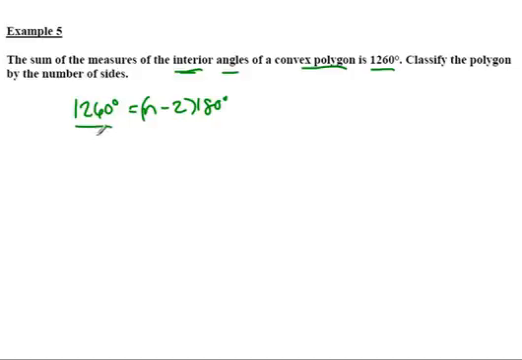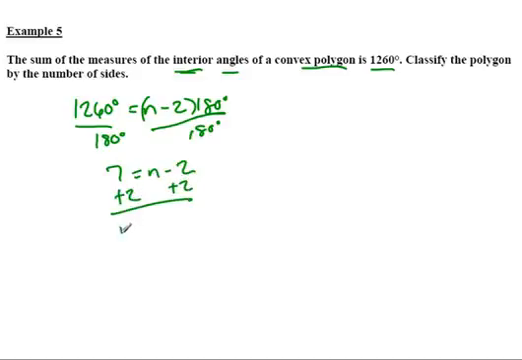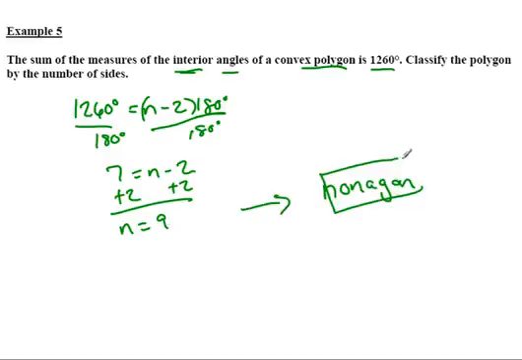We'll divide both sides by 180 degrees, the whole thing. This will give us 1260 divided by 180, which should give us 7. 7 equals n minus 2. We'll add 2 to both sides. This is just showing all of our work. N equals 9. And if n equals 9, this is called a nonagon. Whoops, not a very good job circling that, but it is called a nonagon.